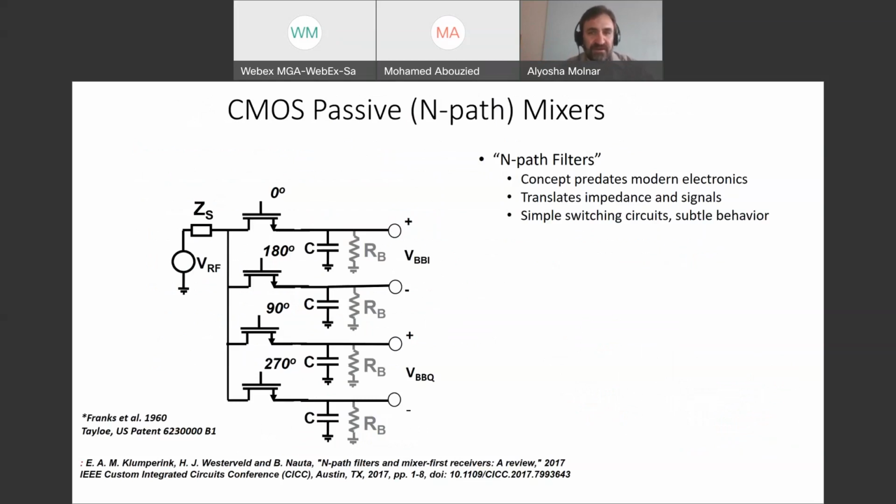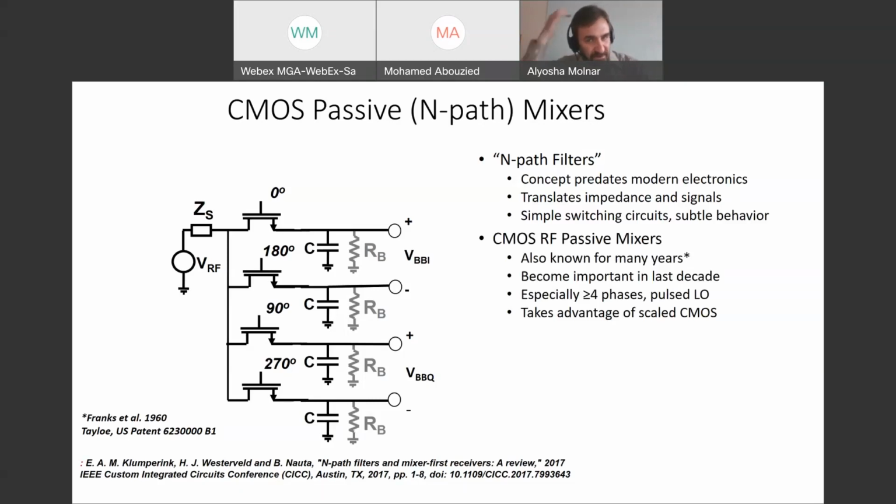Now, just to introduce what a CMOS N-path mixer is, it's a passive mixer. It's very similar to a concept called the N-path filter, which has been around longer than modern integrated circuits. It was first introduced in the 1960s and has seen periodic rediscoveries over the years, with the most recent round happening about 10 or 12 years ago, when several ISSCC talks brought this forward, and it's really taken off since then. It has some nice capabilities. It translates impedances and signals in frequency, and is actually a very simple switching circuit with some subtle behavior.